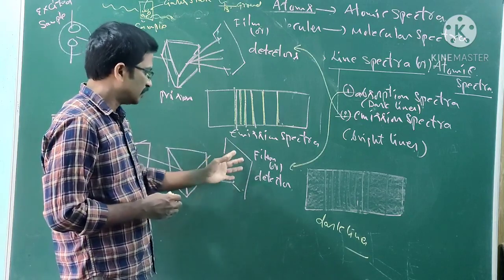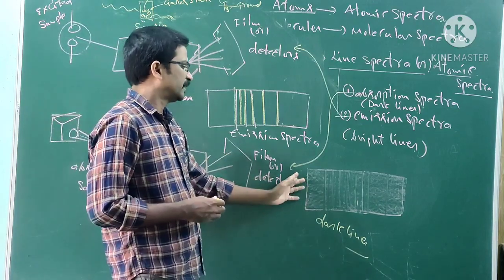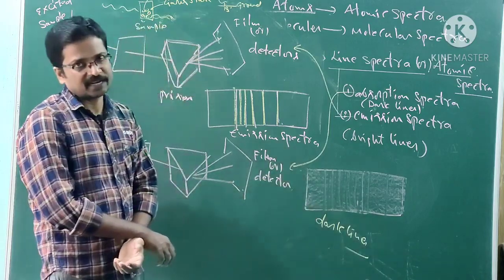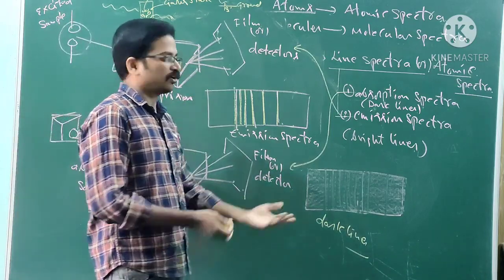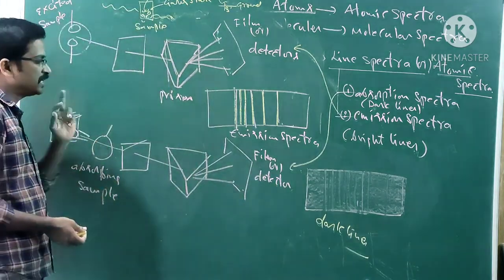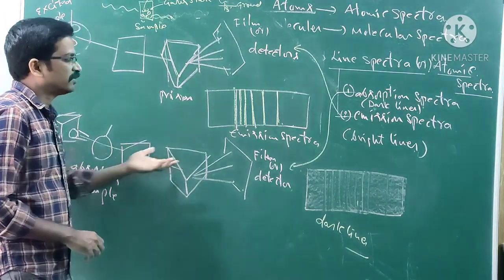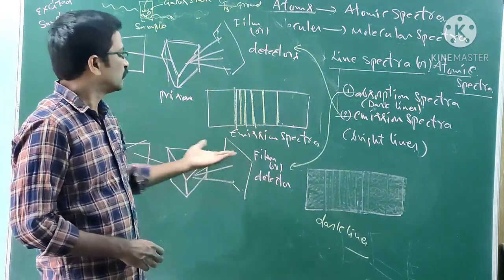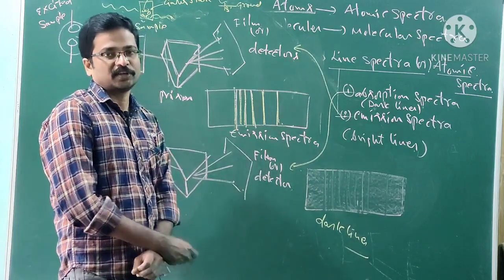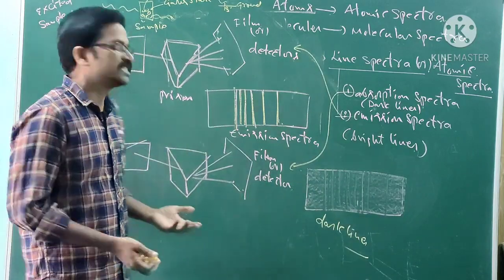Corresponding to this spectrum, we can get the spectra. Absorption spectra contain dark lines, because some energy is missing, because atoms can absorb some energy. So that is the reason why some energy is missing. The missing energy will be indicated as dark lines. So dark lines indicate some energy is missing.